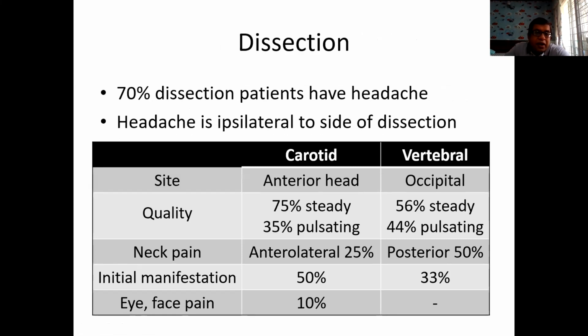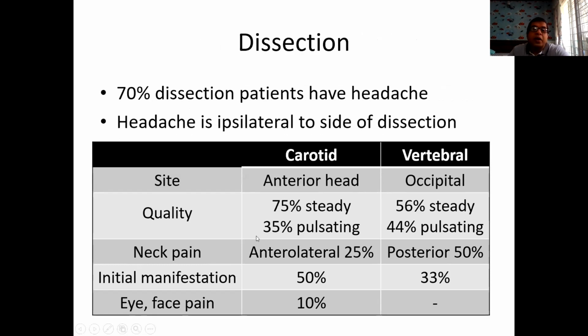70% of the dissection patients may have headache. Headache is usually ipsilateral to the side of dissection. And if it is carotid artery dissection, then the headache is usually anterior headache. Vertebral artery pain will be predominantly occipital. The quality is usually steady in a large number of patients and pulsatile in few of these patients.